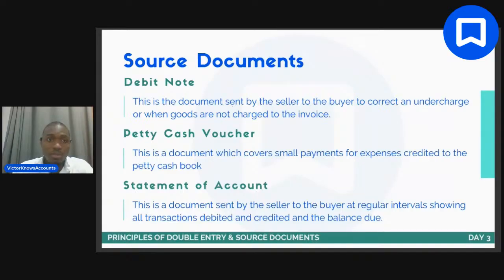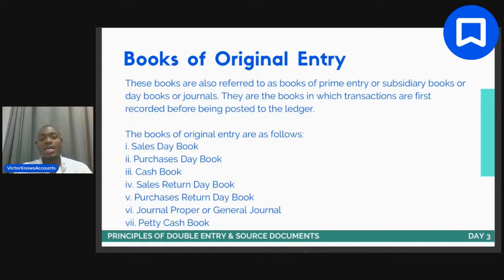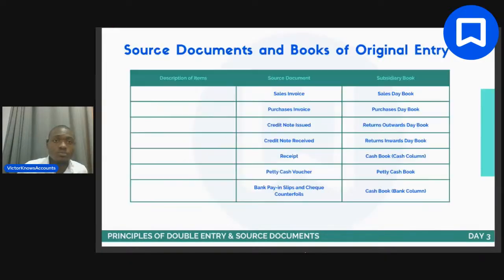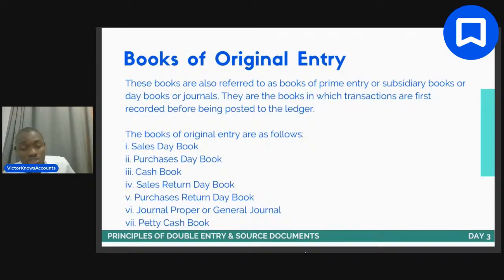Now let's move to another part. Let's move to books of original entry. Don't forget that the second aspect of this session is that we must be able to relate source documents to books of original entry before we now talk about the application of the principle of double entry. Now, what are books of original entry? Books of original entry are also referred to as books of prime entry or subsidiary books or day books or journals.